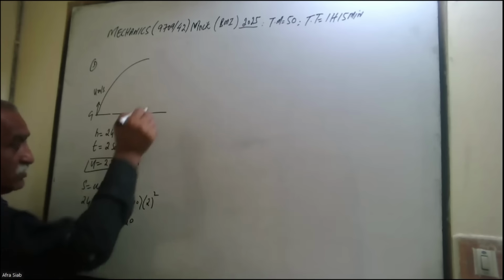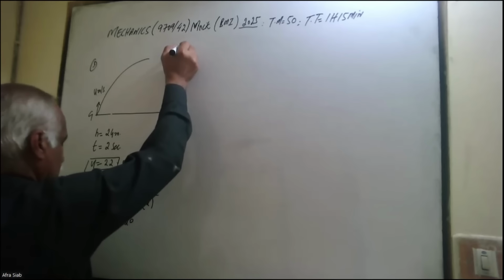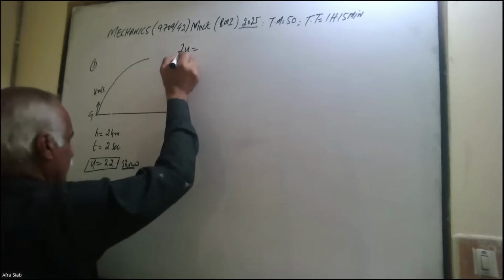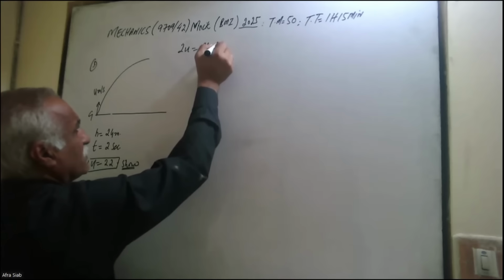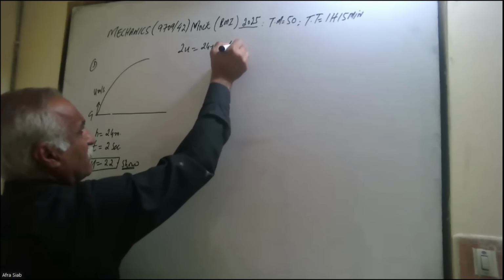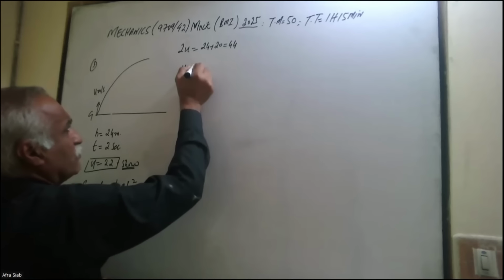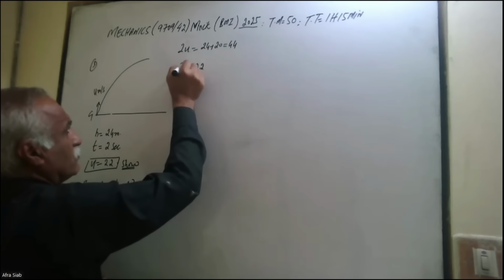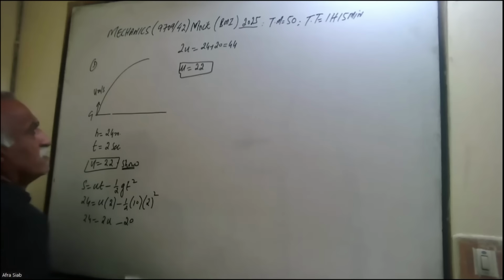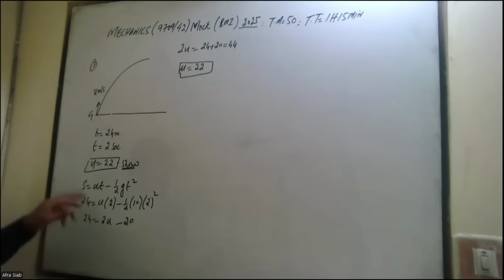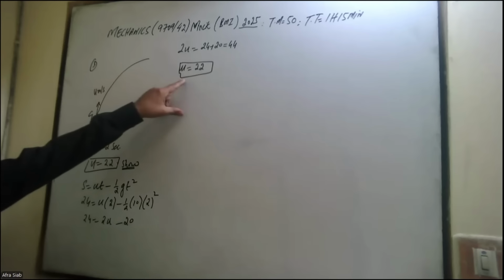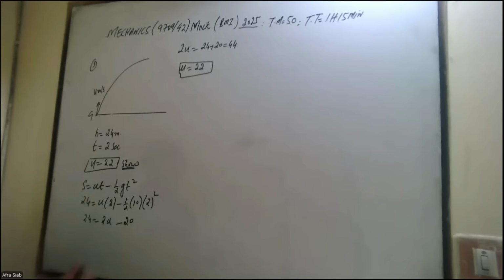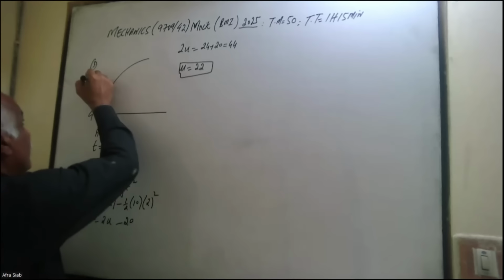So 2u is equal to 24 plus 20, that is equal to 44, or u is equal to 22 meters per second. But they have only asked for u, so we are already using meters per second, so u will be only 22. This is the first part of this question. Now the second part.